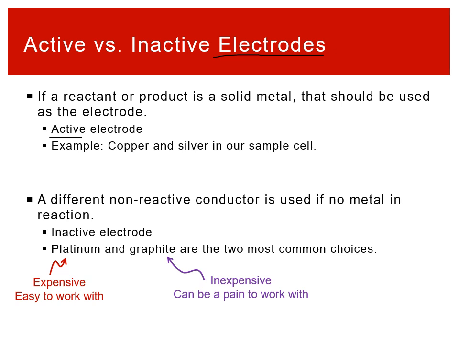If you have a half reaction where both the reactant and product are not metals, you're going to need to use something else. This would normally happen if you have, say, 2 ions, where one ion is reducing or oxidizing into a different ion. So neither of those are going to be solid metal. For example, you could go from iron 3+ to iron 2+. So you would need to use what's called an inactive electrode, which just means it's not participating in the reaction. It still does need to be a metal because you want to conduct electricity. There are 2 common choices, platinum and graphite.